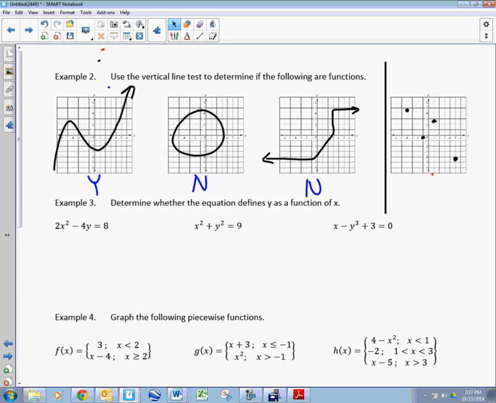The graphs do not have to be connected graphs. They could be what we call discrete graphs. Crosses once, once, once, once. Is that a function? Yes.